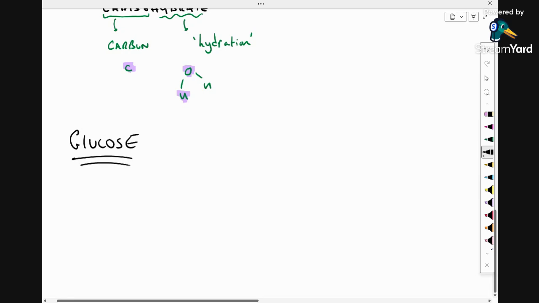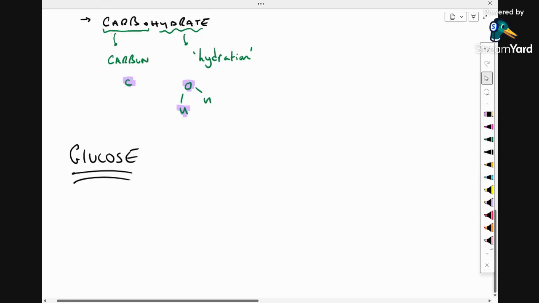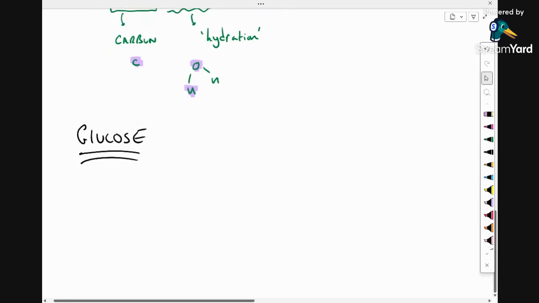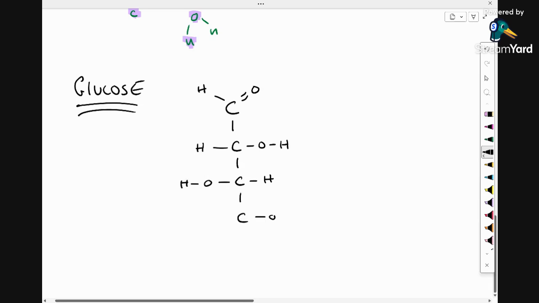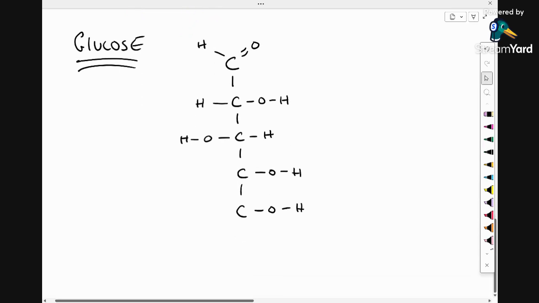So let's look at the structure of glucose. This is a carbohydrate. It is a monosaccharide, a simple sugar, and it contains carbon, hydrogen, and oxygen. And it looks like this. Just bear with me while I draw this. 1, 2, 3, 4, 5, 6. So one more.